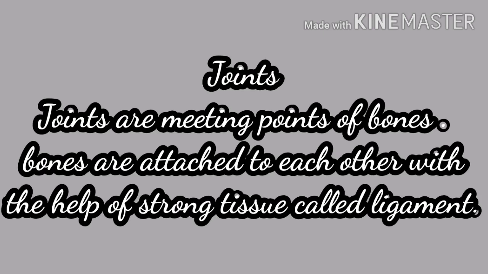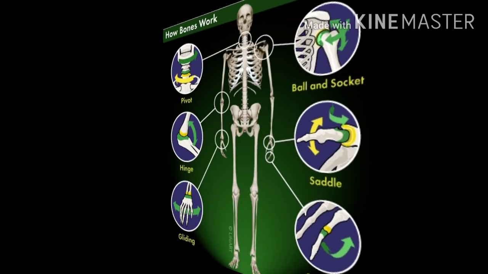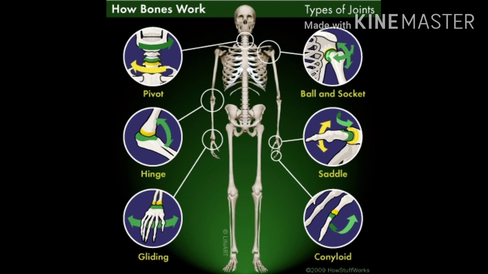Joints are meeting points of bones. Bones are held together at a joint with the help of a strong tissue called ligament. So all these bones combined together with the help of joints form a framework. You can see in this diagram the different joints found in our body.